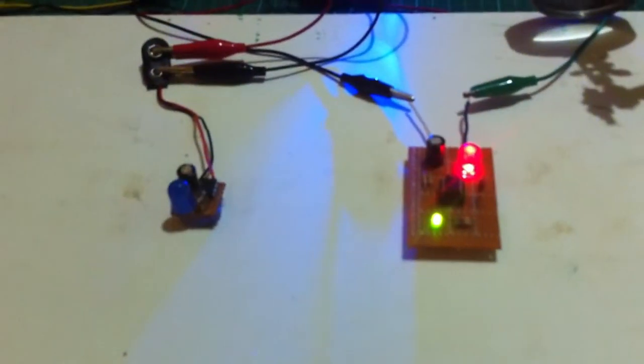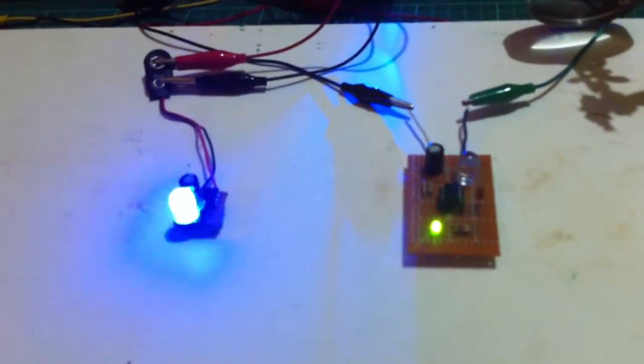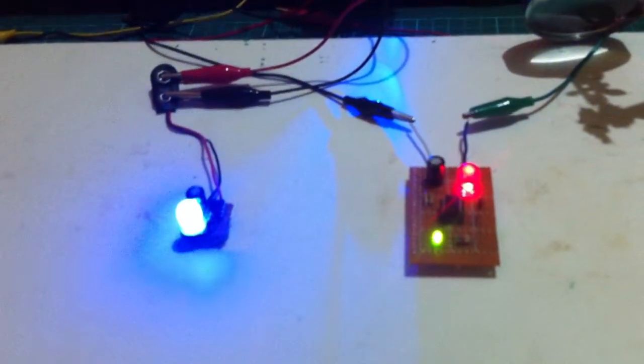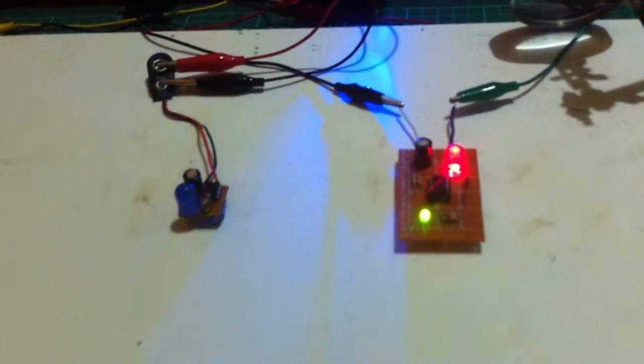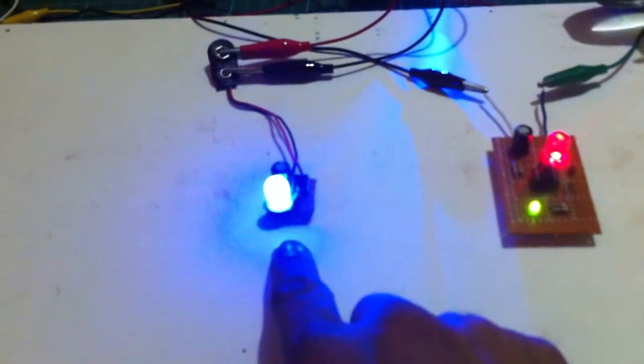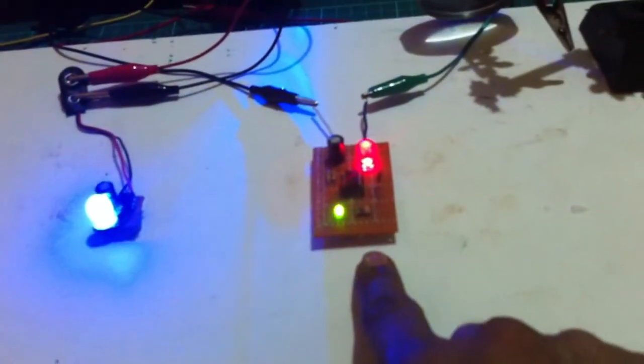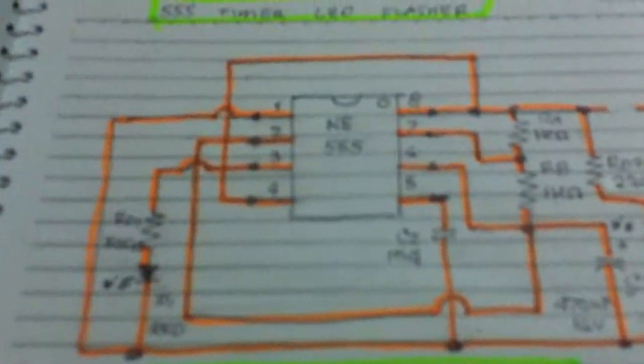And the blinking time is 1 over frequency, 1 over 1.02. So it blinks at 0.92 seconds. See, it's almost blinking at 1 second, or 0.92 second, almost 1 second, both of them. So this one is LED current sourcing. This one is LED current sinking. Let us see the final circuit of this one.